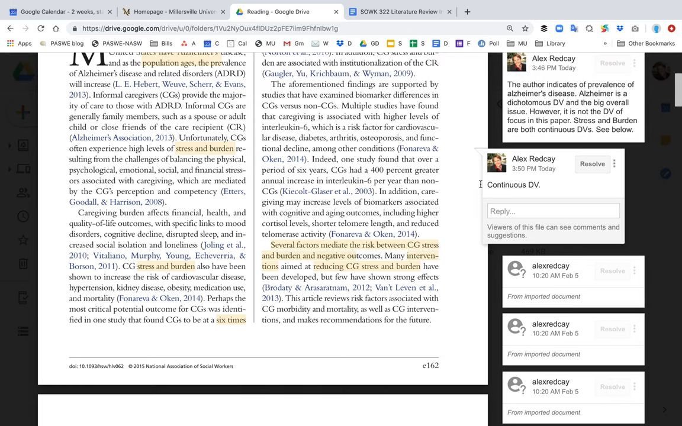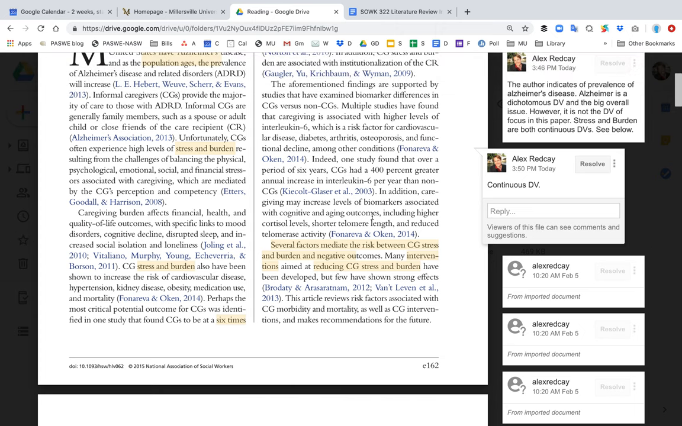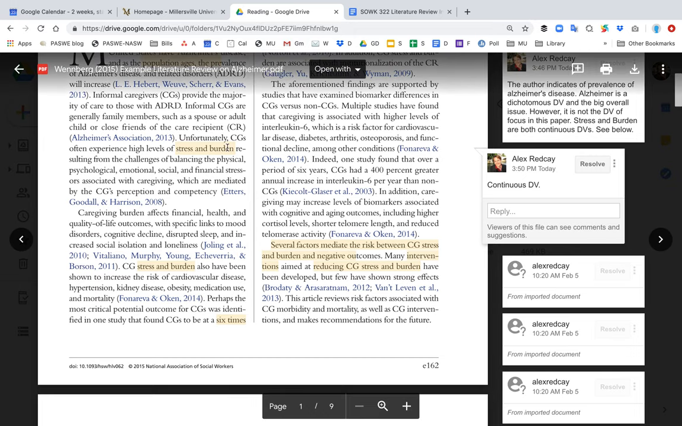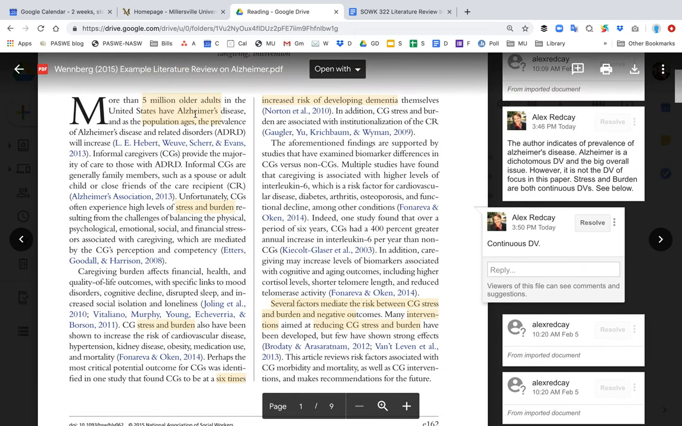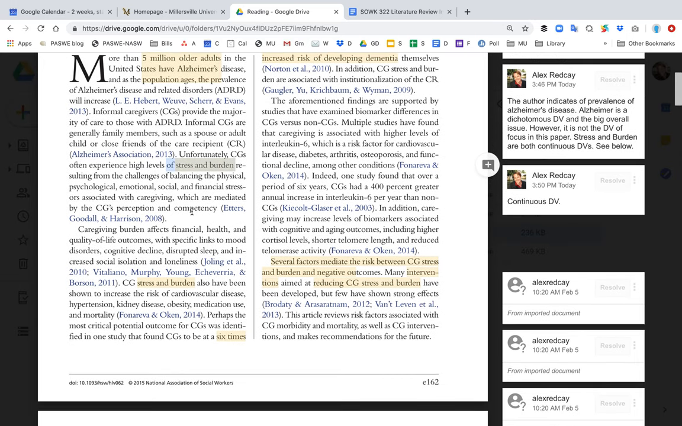If you see to the right side of the page, I have identified here continuous DV. Remember, if you watched the other video on the difference between dichotomous and continuous, this is another example. Stress and burden are continuous DVs, whereas Alzheimer's would be dichotomous. You either have Alzheimer's or you don't. It's like pregnancy. Either you are pregnant or you're not. You can't be sort of pregnant, right? So that's dichotomous. We want a continuous DV like stress and burden, and they've identified it here in the fourth sentence of the introduction.